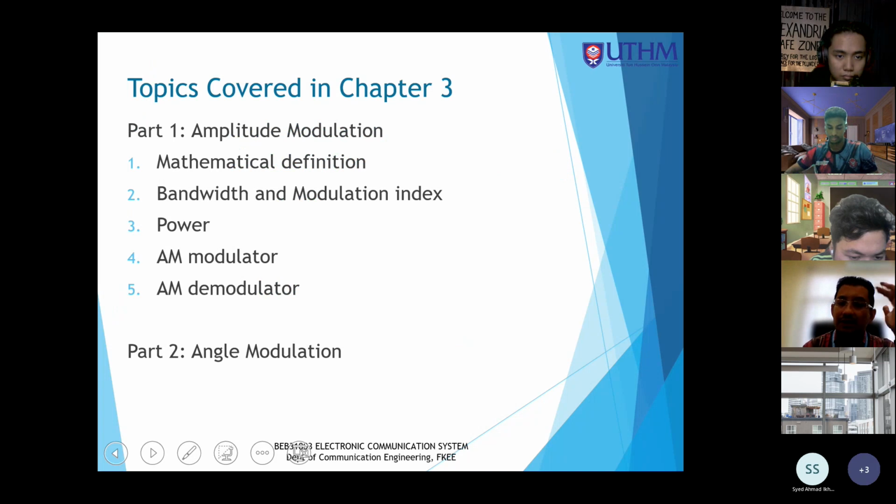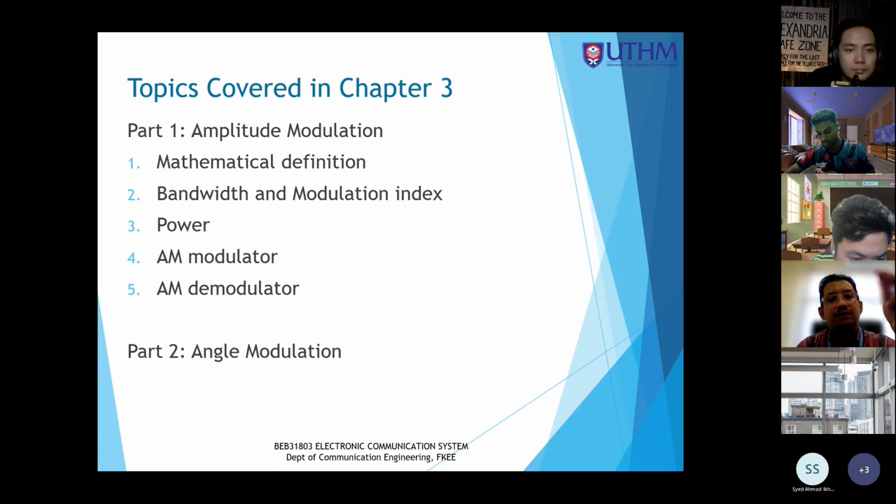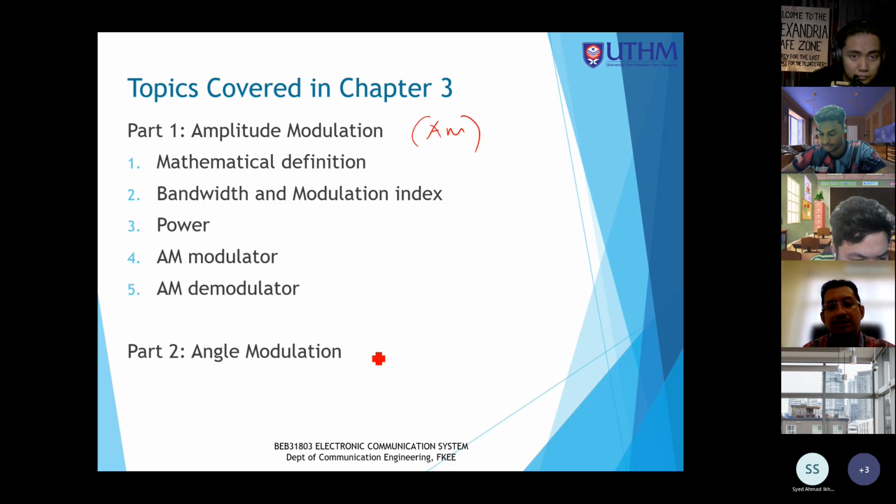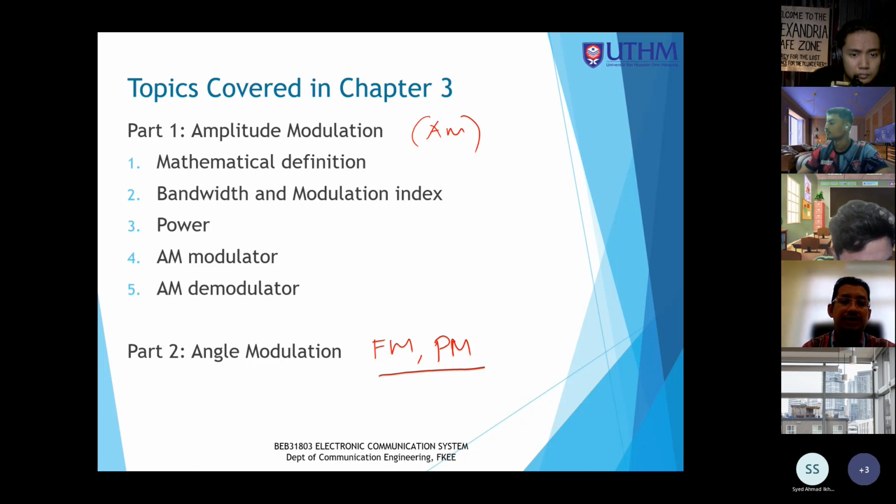Okay. So dalam chapter 3, we cover 2 parts. So chapter 3 is the biggest chapter in this subject, which consists of 2 parts. The first part is amplitude modulation, and the second part is about the angle modulation. So part 1 is about amplitude modulation, and part 2 angle modulation. So angle modulation, you will learn about FM, frequency modulation, dan juga phase modulation, PM. Okay. So FM and PM adalah dalam kategori angle modulation.